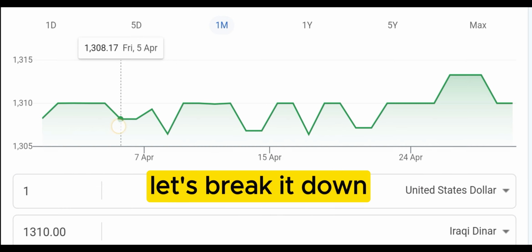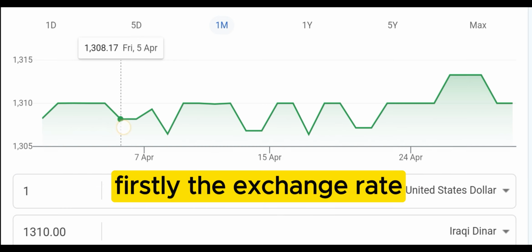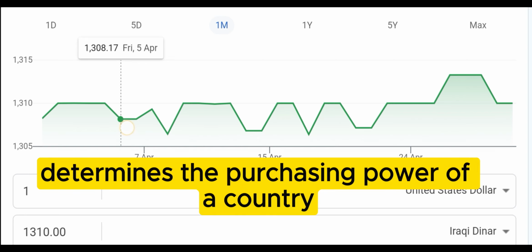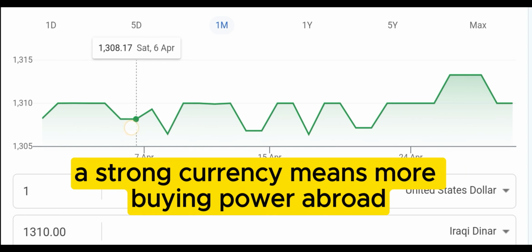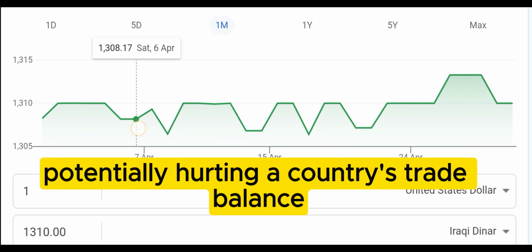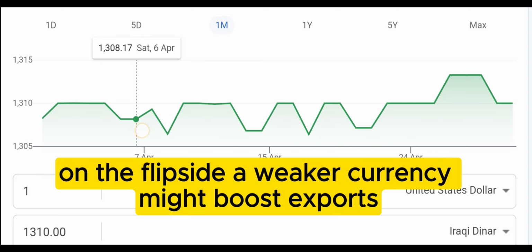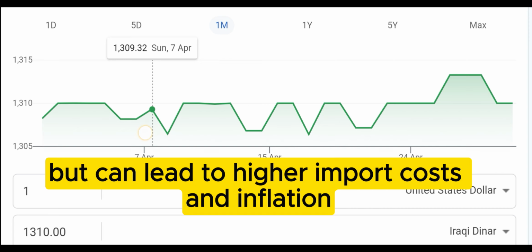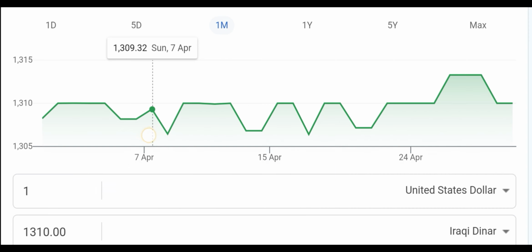Let's break it down. Firstly, the exchange rate determines the purchasing power of a country. A strong currency means more buying power abroad, which is great for importing goods. However, it can make exports more expensive, potentially hurting a country's trade balance. On the flip side, a weaker currency might boost exports but can lead to higher import costs and inflation.